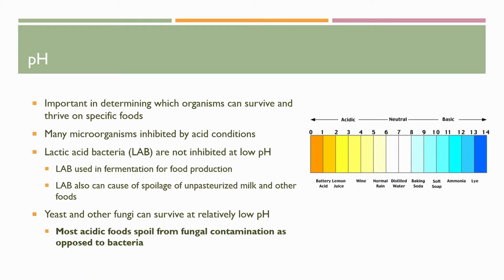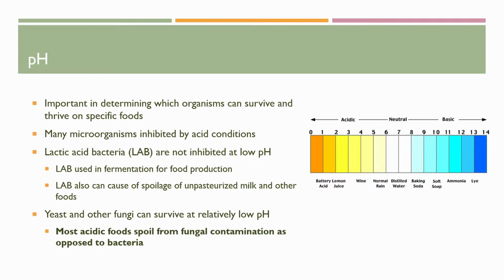pH is also really important in determining which organisms can survive and thrive on food. Many of them are inhibited by acid conditions, so a lower pH. But lactic acid bacteria are not inhibited at low pH. They're actually used, once again, in the fermentation of food. They can also cause spoilage. Remember, too much of a good thing can be bad.